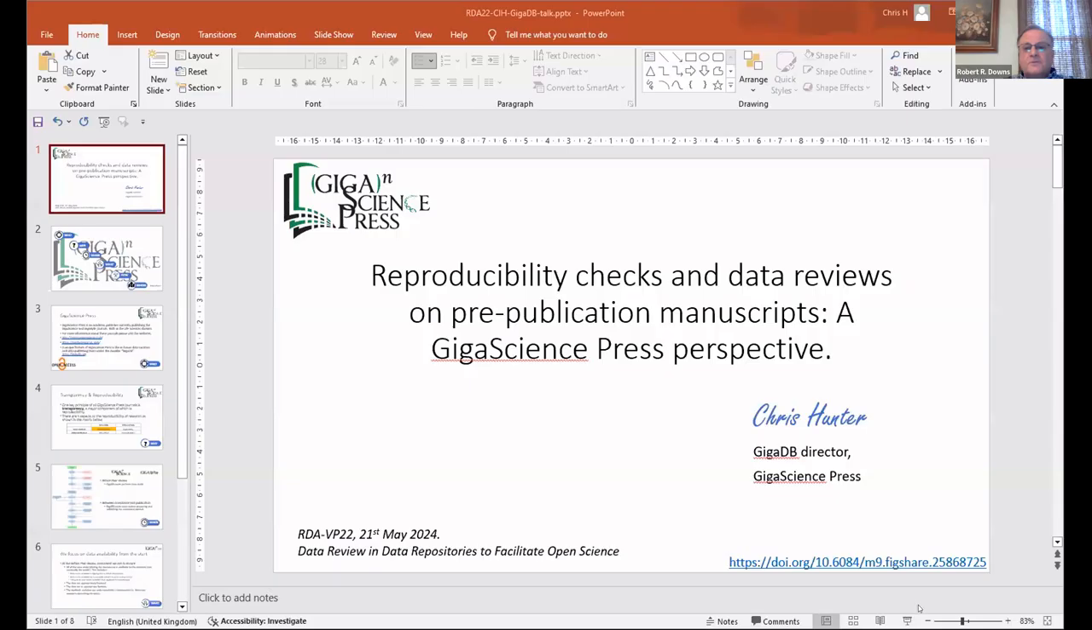Oh, thank you very much, Lily. Yes, we really do need to get as much preparation done in advance as possible in anticipation of such crises. Moving along, our next speaker is Chris Hunter, and he's going to be talking about reproducibility checks and data reviews on pre-publication manuscripts. He's going to give us a GigaScience Press perspective.